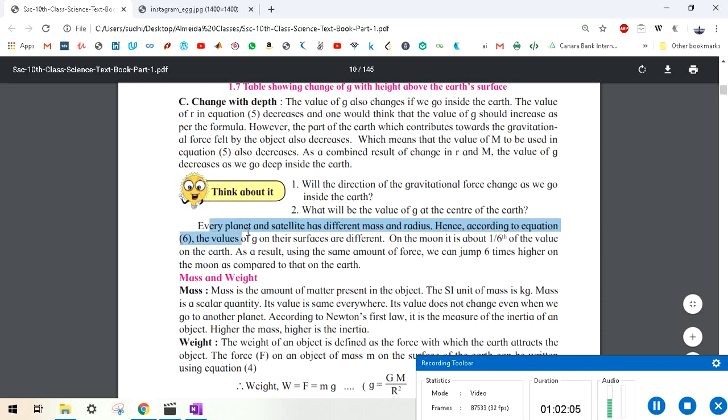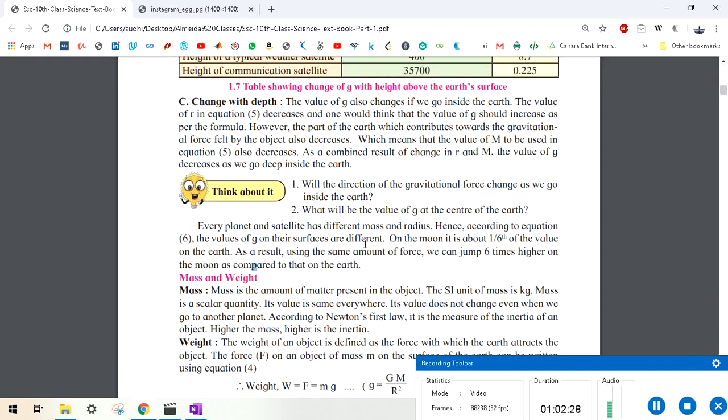Now every planet and satellite has different mass and radius. According to equation 6, the value of g on their surfaces is different. You should remember this. On the moon, the gravitational acceleration is 1 by 6th of the value on earth. As a result, using the same amount of force, we can jump 6 times higher on the moon because the acceleration is low. If the acceleration is low, it means that the force the moon will apply on us or any object will be low.